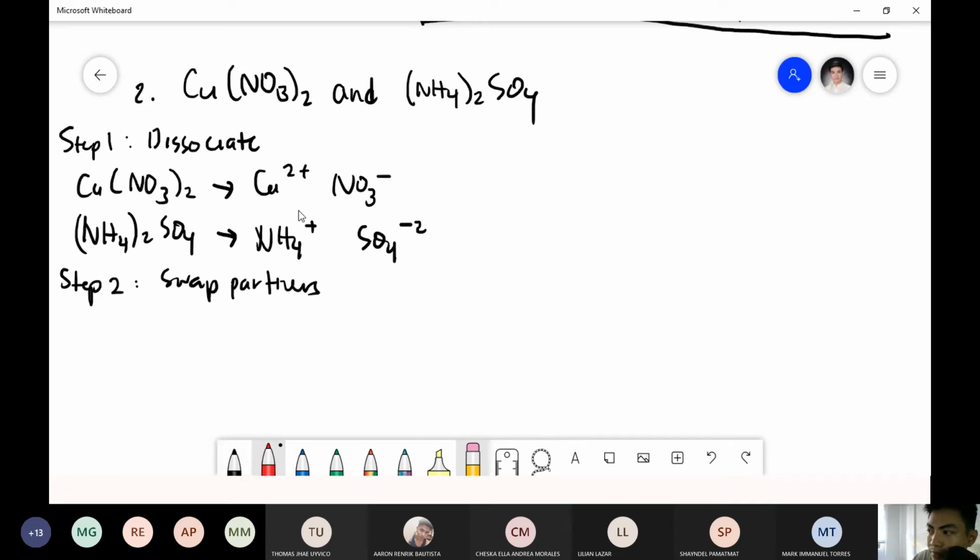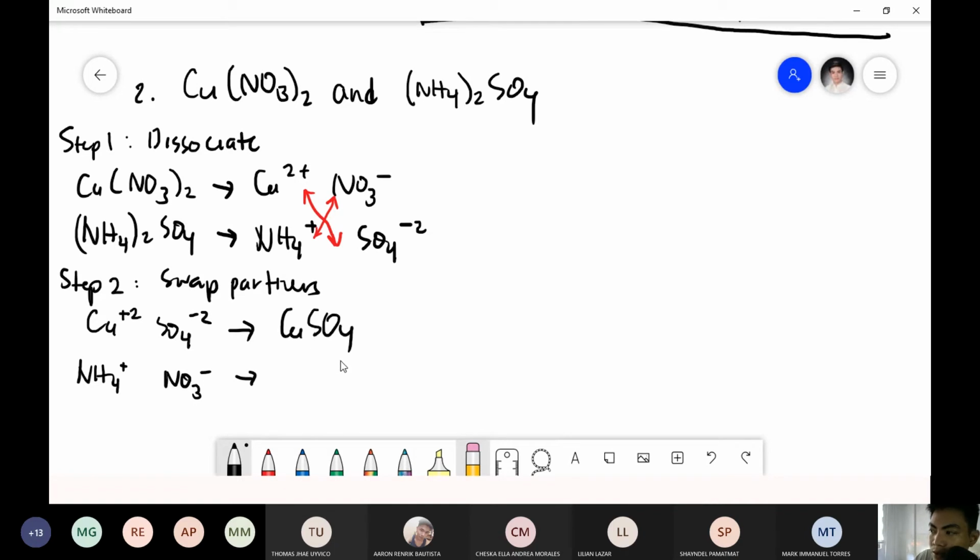Okay, so originally it's copper and nitrate na magka-partner, but now it will be copper and sulfate, ammonium and nitrate. Okay? So ano yung mabubuo natin na ionic compound dito? This will be copper 2 sulfate and this will be ammonium nitrate.